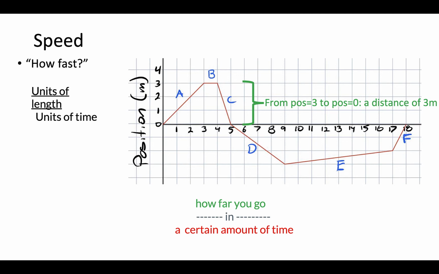And so now we know how far we went. That took a period of 1 second. And so to calculate our speed, we just put 3 meters over 1 second to get 3 meters per second.